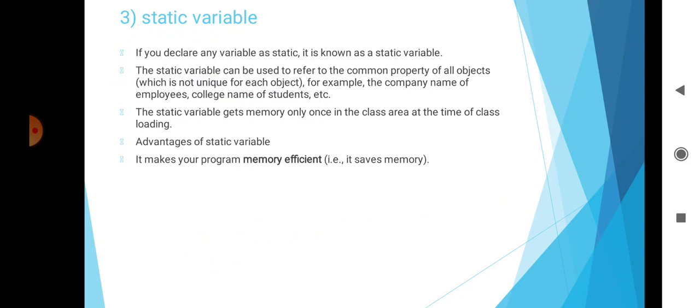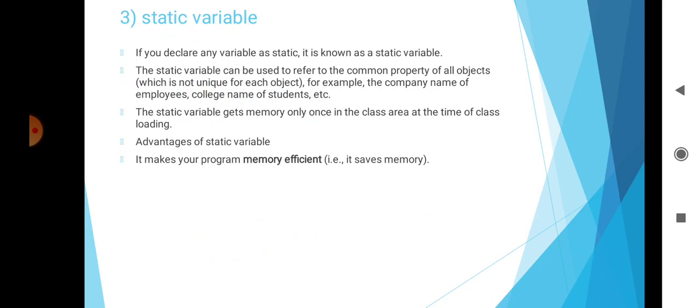The static variable gets memory only once in the class area at the time of class loading. In certain situations it may be required to share a common copy of fields among all the objects of the same class. This is accomplished by declaring the fields to be static, and such fields are known as static fields. If a field is declared static, then there is only one copy of the field for the entire class instead of one per object. The static fields of a class are often referred to as class variables because a static field is associated with a class and not with an individual instance of the class.